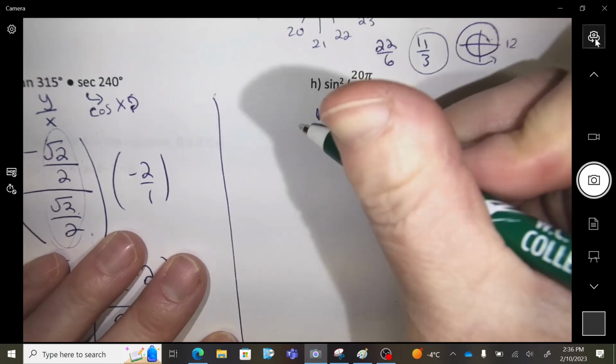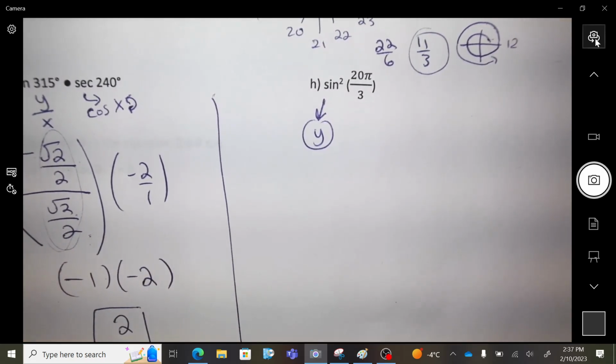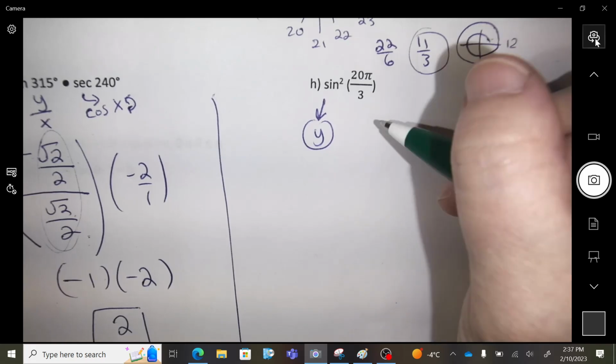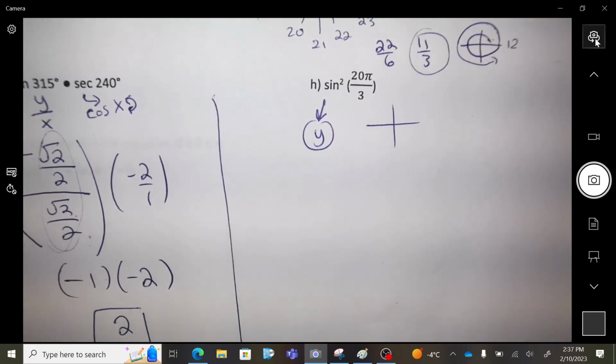Two parts here. We are going to be finding a y because it's sine. And the second idea is where. What are you finding and where are you finding it? Hey, this is a spinny one. You got to spin a bunch. How do you get to 20?